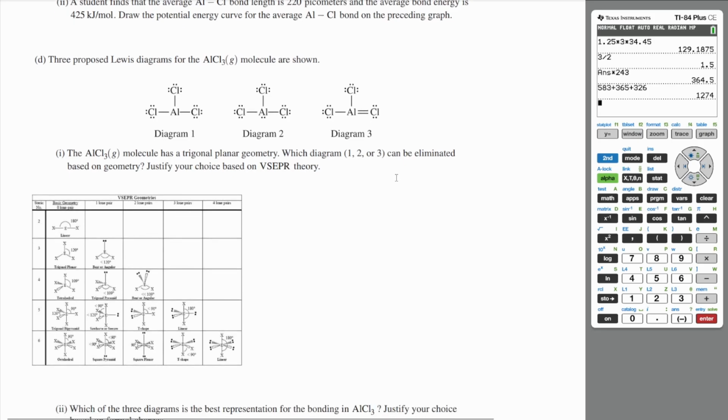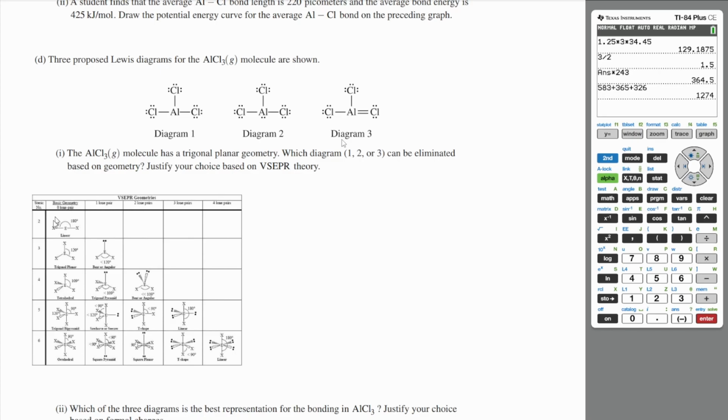3 proposed Lewis diagrams for the aluminum chloride gas molecule are shown. If the aluminum chloride molecule has a trigonal planar geometry, which diagram 1, 2, or 3 can be eliminated based on geometry? Justify your choice based on VSEPR theory. All right. If you look at diagram 2, diagram 2 is going to have a steric number of 4. The steric number is just the sum of all the bonds and the lone pairs. So it has 1, 2, 3 bonds and 1 lone pair. So its total steric number is going to be 4.